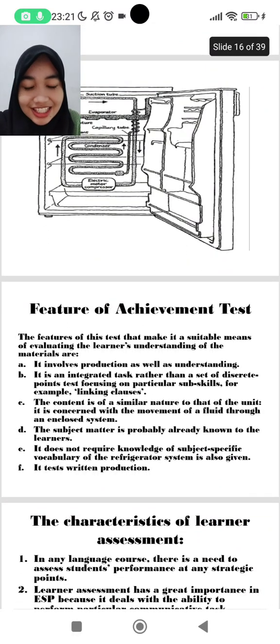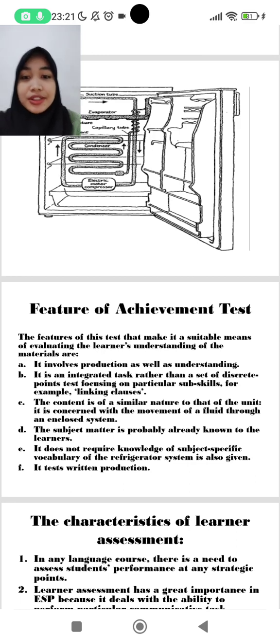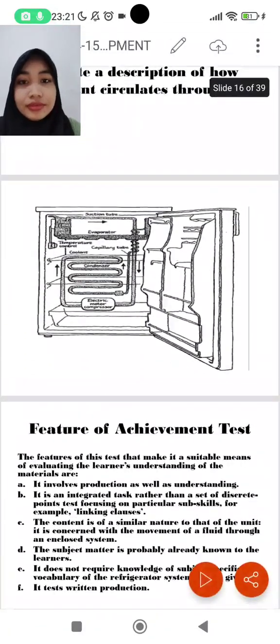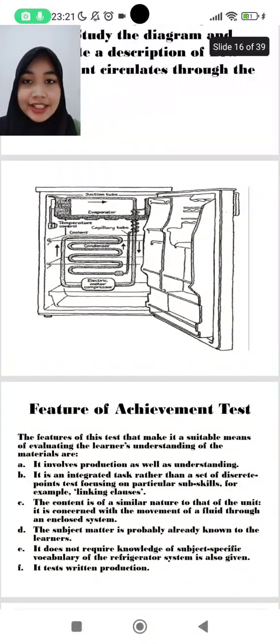Today, again, I will explain or reread for you guys about our subject, ESP. Nyambung yang kemarin ya guys.